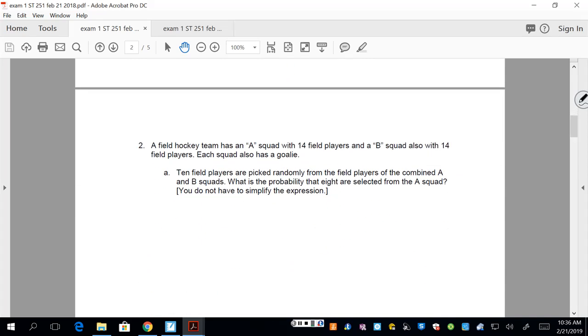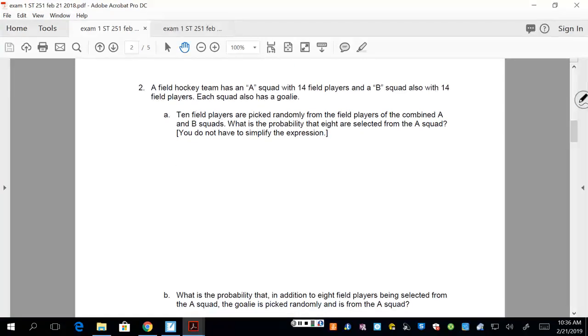All right, so the second one: the field hockey team has an A squad and a B squad. Each have 14 players. There's a goalie, right? And then 10 field players are picked randomly from the field players of the combined squad. So what's the probability that 8 are selected from the A squad?